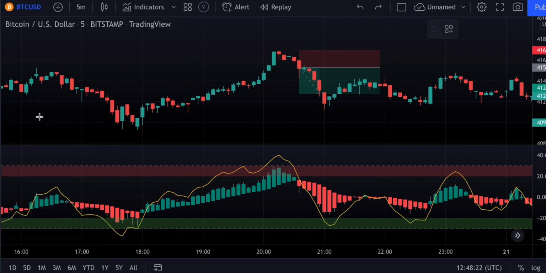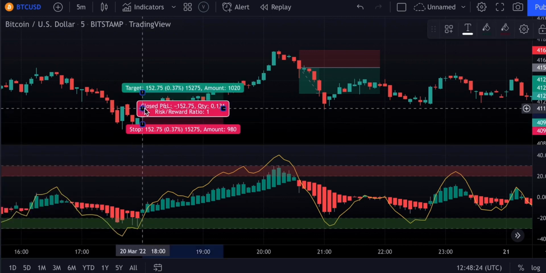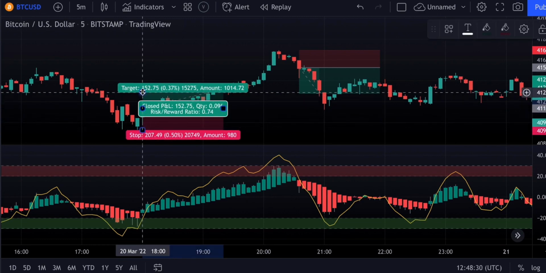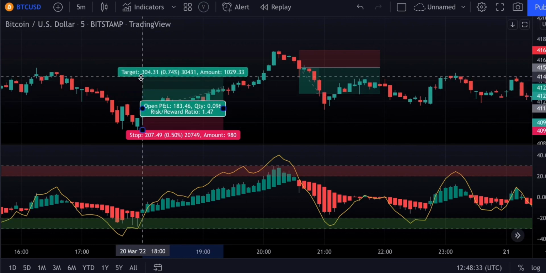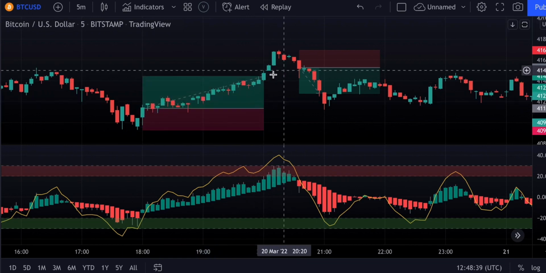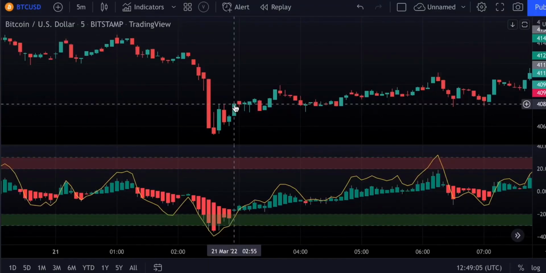So we would have taken that trade right there, and we would have set our stop loss at the recent swing low, and we would target 1.5 times the risk. So there we go. We see we have another profitable trade. Here's another example for a long trade.